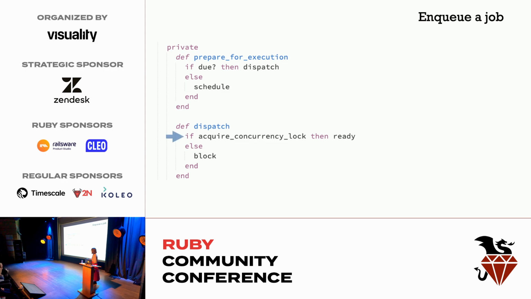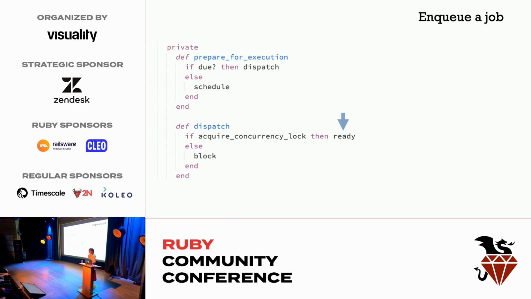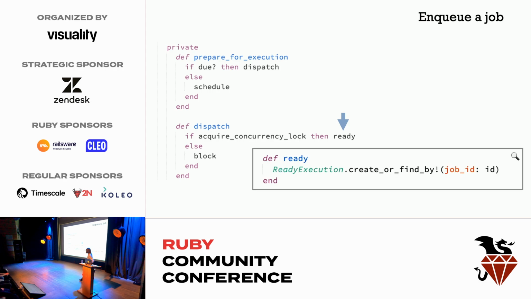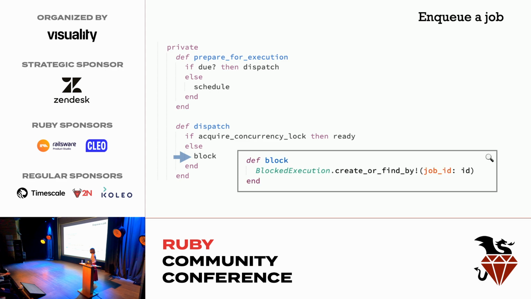So it's here. We have acquire concurrency lock. This is related to the concurrency controls we have, which will look like this. If the job is not using concurrency controls, which is the case for most jobs, we just return true, okay, the lock is yours. And if not, we will use our semaphore class, which is very simple, you can look it up, and wait. And then if we are successful in acquiring the lock, we will just mark the job as ready. That is how it looks like. It looks the same as schedule, just with the ready execution table. And if we fail to acquire the semaphore, because the semaphore was claimed by another job, then we block. And yeah, that is how block looks like.